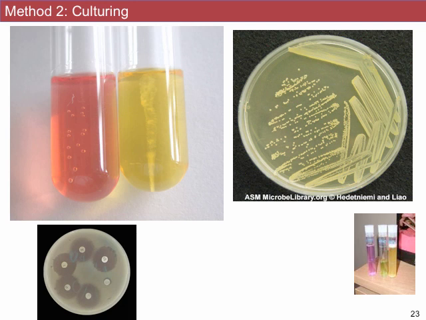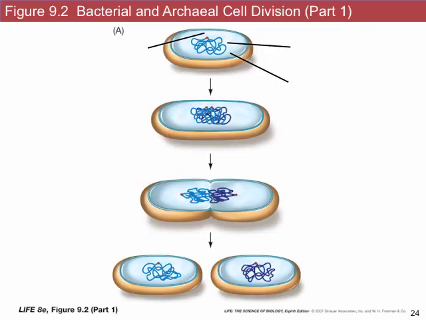Now, this is an example of growing things in a test tube. You can also grow them on plates, where you put a jello-like substance called agar that you're growing things on. The reason this works is that when you isolate a single cell and let it grow, it reproduces asexually. This is what you really want to have happen.